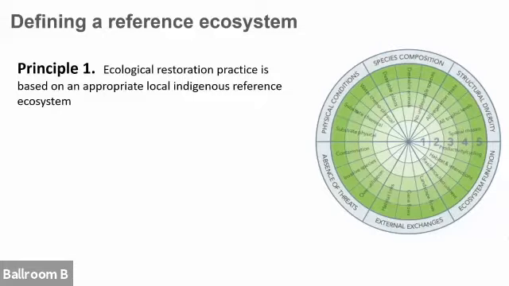Luckily enough, Sarah has already done that for us through the restoration standards. We can draw primarily from principle 1, and even though there's 6 different principles, principle 1 probably best encapsulates what we're trying to do at Ranger as far as defining a reference ecosystem. And that is that ecological restoration practice is based on an appropriate local indigenous reference ecosystem.